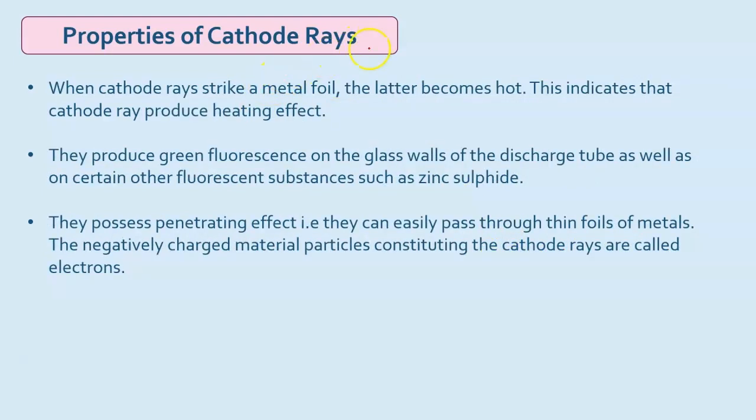When cathode rays strike a metal foil, the foil becomes hot. This indicates that cathode rays produce a heating effect. And they produce green fluorescence on the glass walls of the discharge tube as well as on certain other fluorescent substances such as zinc sulfide.